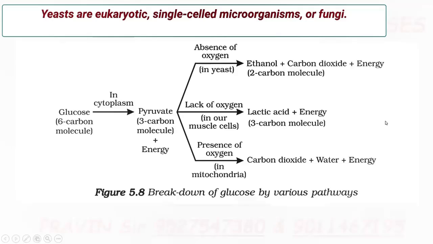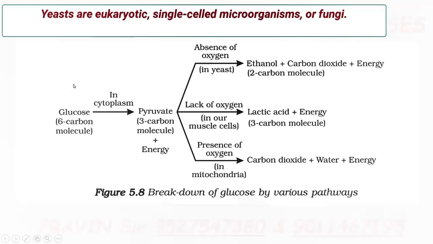Hello friends, in this video we will study respiration reactions. There are three respiration reactions. One reaction takes place in yeast, one takes place in muscular cells, and the third takes place in mitochondria. For all three respiration reactions, the reactant is glucose. Glucose is a complex molecule. It is broken down into pyruvate. This reaction takes place in the cytoplasm.